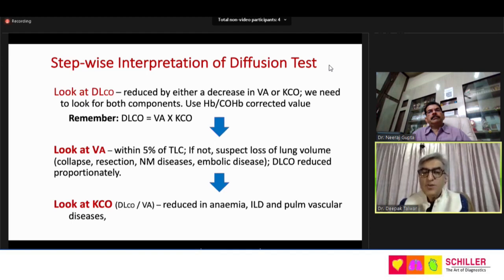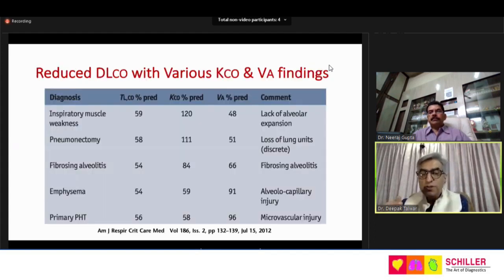And then finally, you look at the KCO, whether the KCO is reduced, KCO is normal, or KCO is elevated. It is reduced in anemia, interstitial lung diseases, and pulmonary vascular diseases. And it is increased in extra pulmonary parenchymal causes like neuromuscular diseases, chest wall diseases, pleural diseases. We have all discussed them. So we need to interpret at 3 different levels.